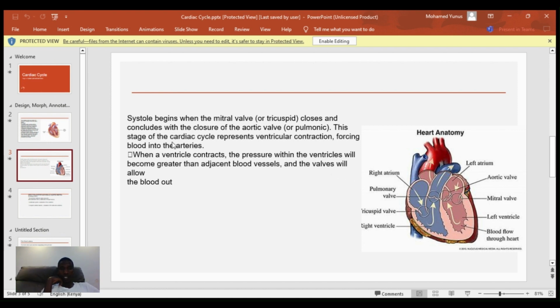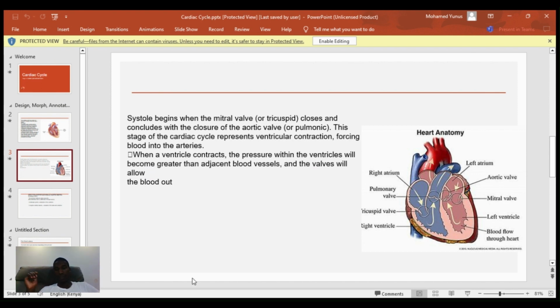So this stage of the cardiac cycle represents ventricular contraction, forcing the blood into the arteries. When a ventricle contracts, the pressure within the ventricles becomes greater than in the adjacent blood vessels, and the valves will allow the blood out. That's what I was just explaining before with my fingers.